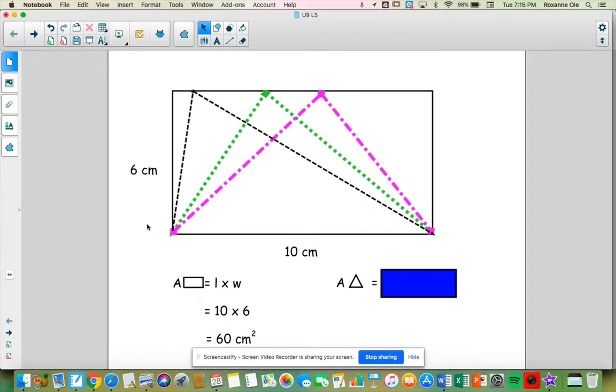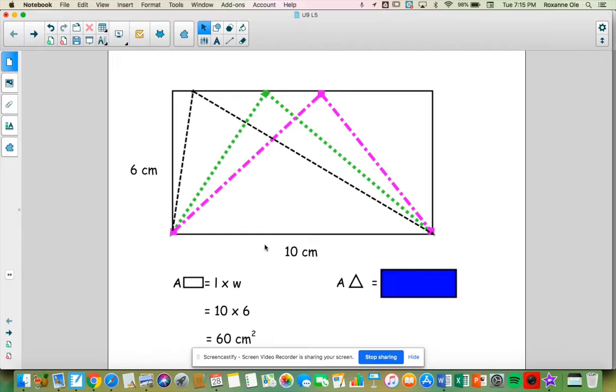For today's lesson, we're going to discover how we can figure out the area of a triangle. So what I want you to do is to get some grid paper, and I want you to make a large rectangle on your grid paper. Now, in my case, it's 10 centimeters by 6 centimeters, but it doesn't matter. Make a large rectangle, 10 centimeters by 6 centimeters, or something else.